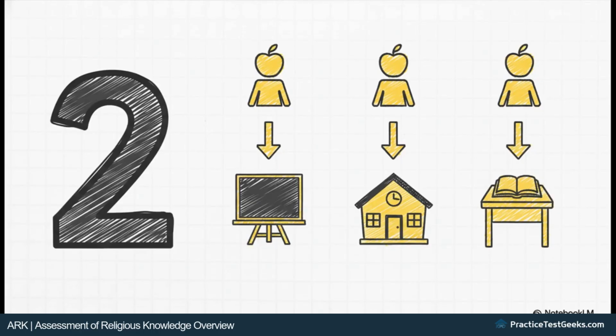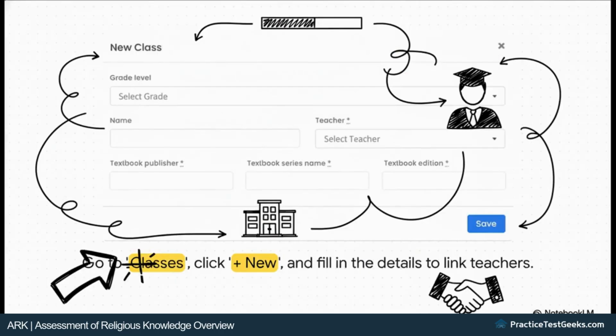Let's keep the momentum going and move right on to Step 2, Create Classes. So now you'll just navigate to Classes in that same menu and click the Plus New button. This form will pop up, and this is where you'll name each class, and, this is the important part, use the drop-down menu to assign one of the teachers you just imported. This is how you connect your faculty to their classrooms.